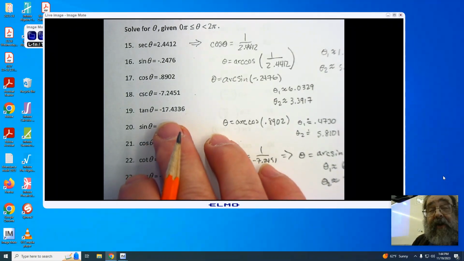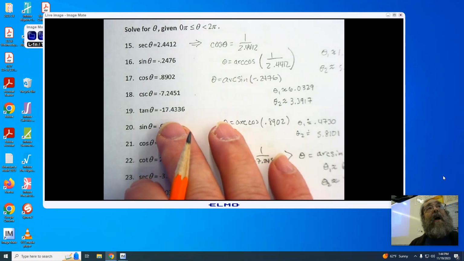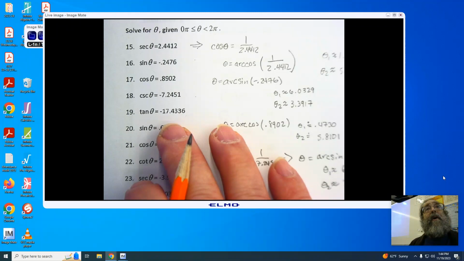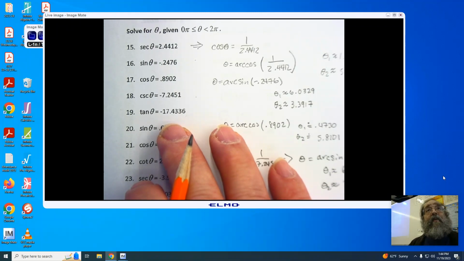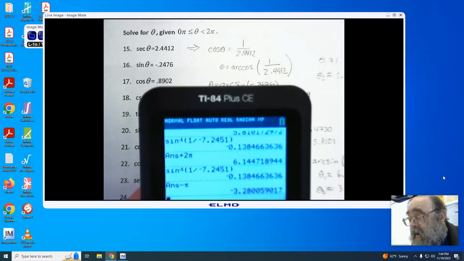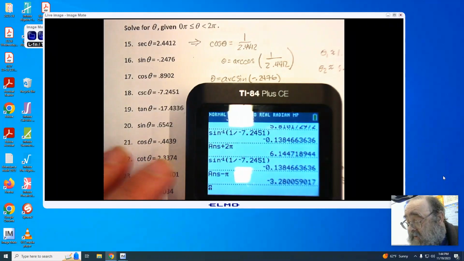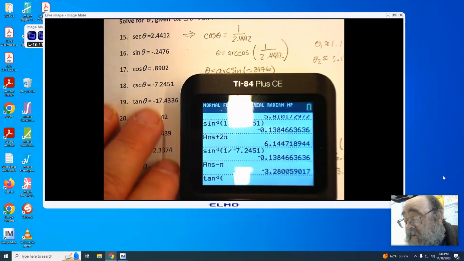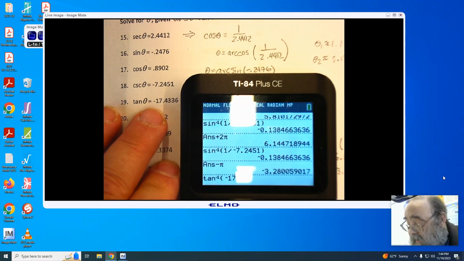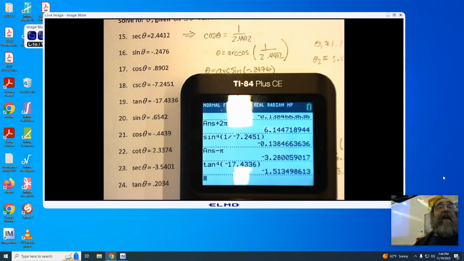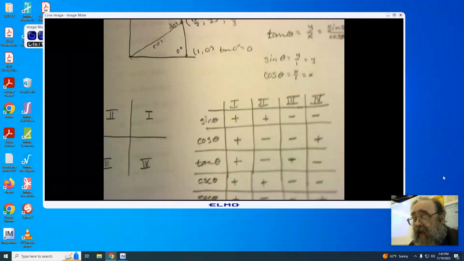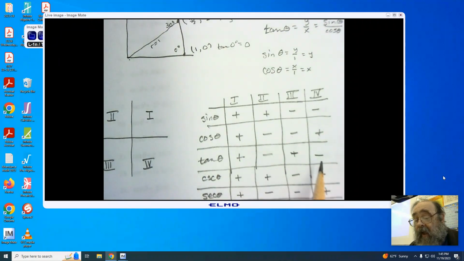Tangent. Tangent follows the same basic principle as the sine does. So we're going to either have the first quadrant if it's positive, or we have the opposite of the reference angle if we're looking at a negative. So here we go. Arc tangent, that second function tangent, of this ratio, negative 17.4336. I'm going to hit enter. I get the negative that I had expected, and I now need to figure it out in both the fourth quadrant and in the second quadrant. Remember, that's when tangent is negative, second and fourth.